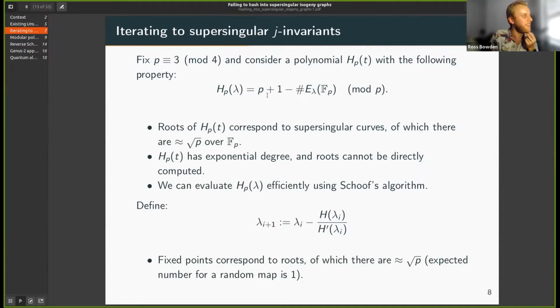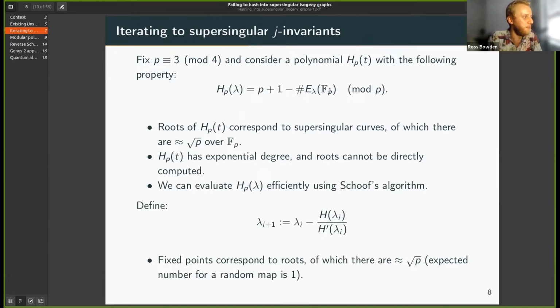Okay, so one idea we had is to consider a polynomial with this property: given some curve parameter lambda, you can look at the difference from p plus 1 to the number of rational points on this curve. The supersingular curves are precisely the roots of this polynomial. Because lambda varies over a field of order p, this is a polynomial of exponential degree, so we can't actually write it down. But written in this form, we can evaluate this polynomial on any input.